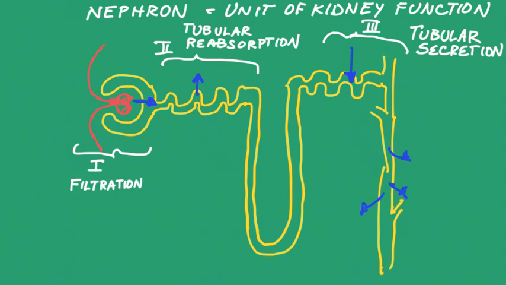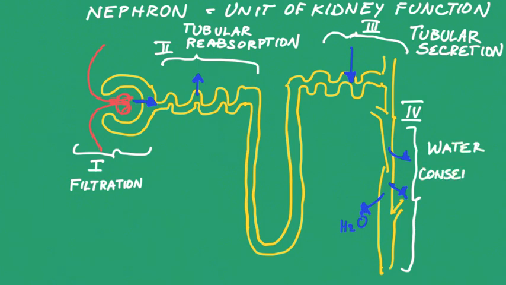The final stage of urine formation is water conservation. Depending upon the needs of the body, the water needs to be conserved or lost. That mostly happens in the collecting duct, and we call this stage water conservation. And whatever comes out of this process is that little drop of urine that you see.